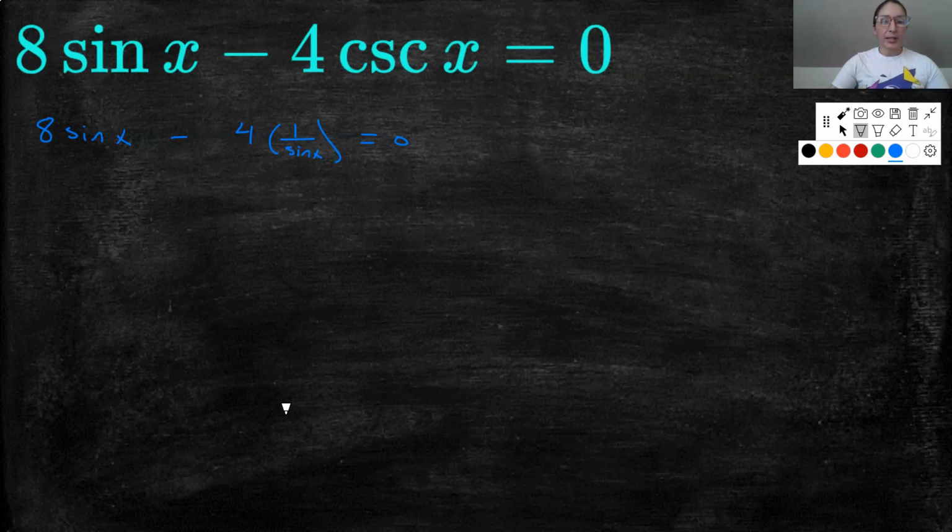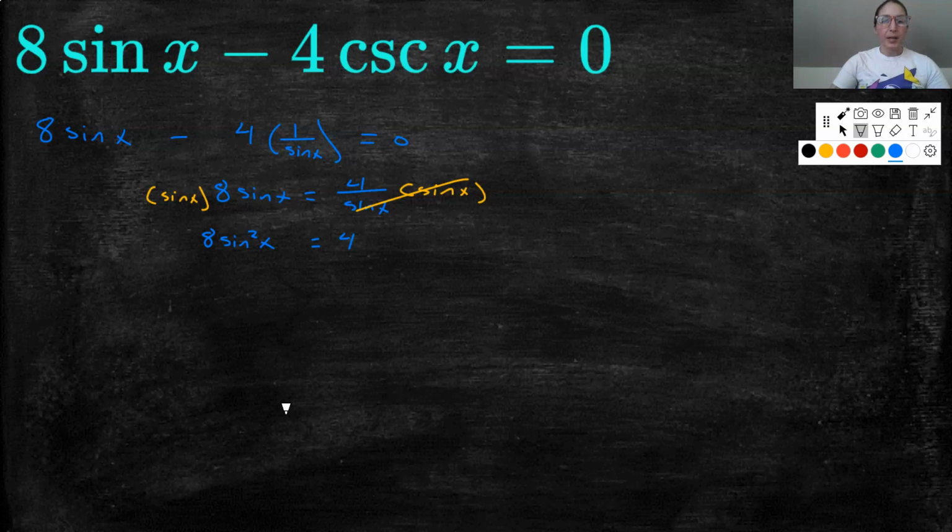Let me get sine on opposite sides. 8 sine of x equals, I'm going to add this term to both sides. I'm also going to put the 4 in the numerator: 4 over sine of x. Why am I doing this? Because I'm going to multiply both sides by sine of x to get it out of the denominator. Right? These cancel. I'm left with a 4 on the right side. On the left side, I have 8 sine squared of x equals 4.